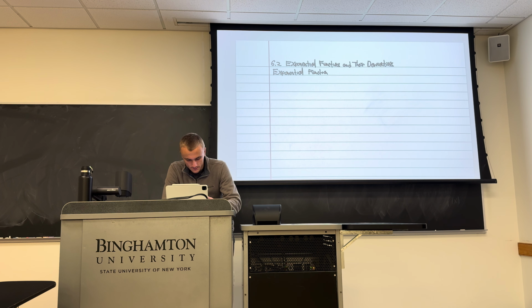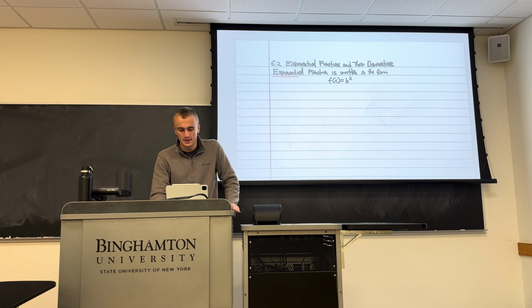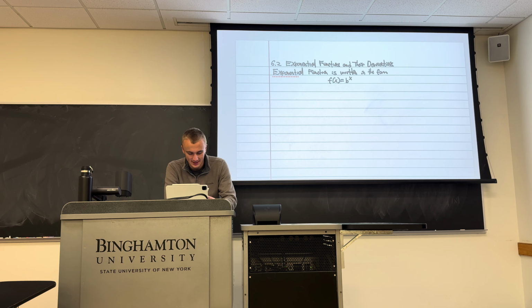is written in the form f of x equals b to the x, where we have the variable x as the exponent value, and then b is just a positive constant. And just a recap of what this means is that if we have 5 b values, say b times b times b times b times b, we could just write this as b to the 5th. So that's what the x value would represent as x equals 5.